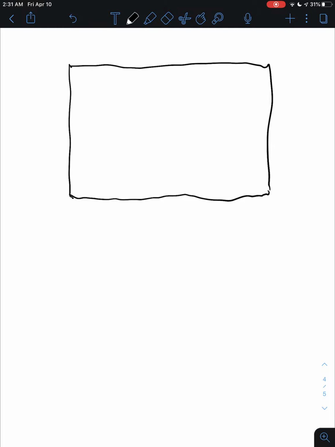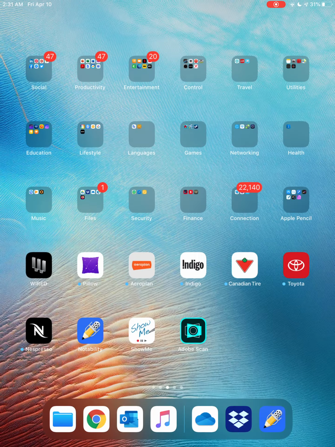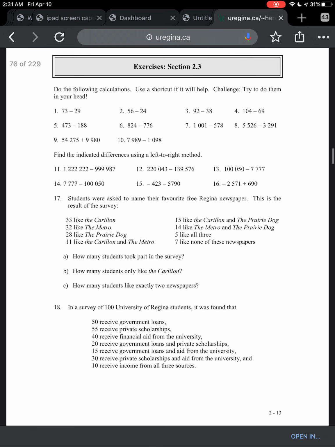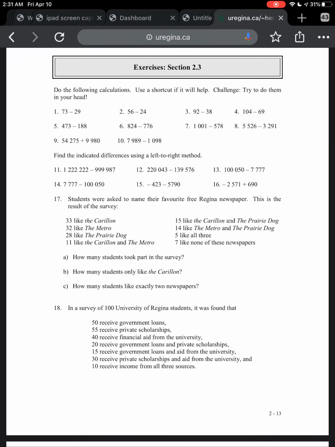So students were asked to name their favorite Free Regina newspaper. This is our universe, is what? Is the students who were surveyed. This is the result of the survey. 33 like the Carillon, 32 like the Metro, 28 like the Prairie Dog, 11 like Carillon and Metro, 15 Carillon and Prairie Dog, 14 Metro and Prairie Dog, 5 like all three, and 7 like none of the newspapers.